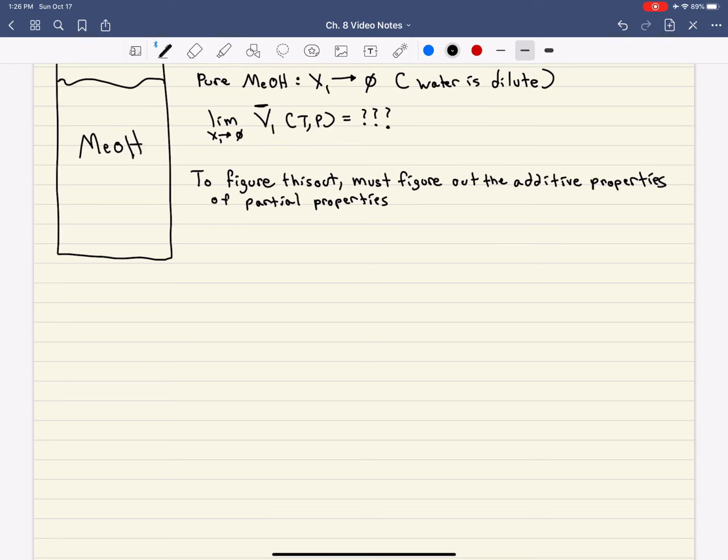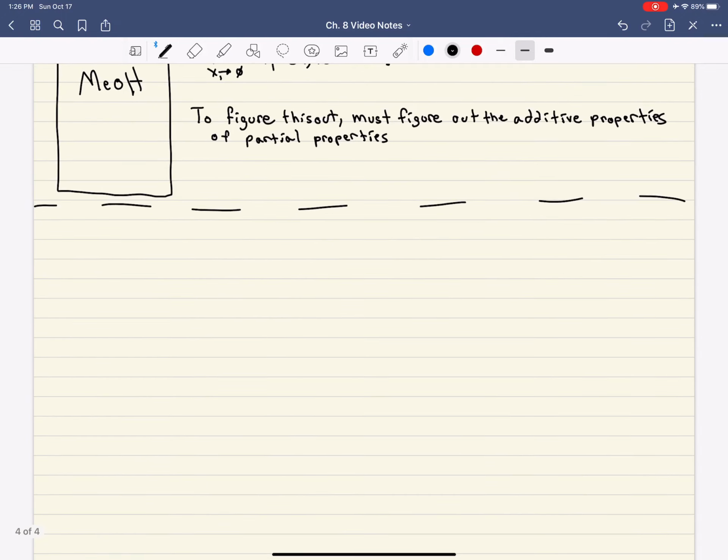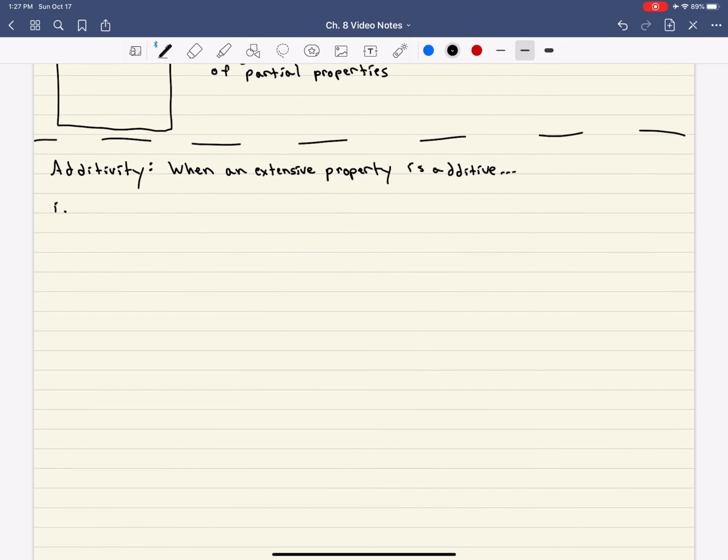So let's start exploring the properties of our partial molar quantities. To do this, I want to define a term known as additivity. Additivity is a case where you have an extensive property M, and this extensive property is additive when it follows this relationship, where your extensive property M, which is a function of T, P, and the total moles in the mixture, so for emphasis I'll just call it N total. That extensive property is additive when it follows this relationship.